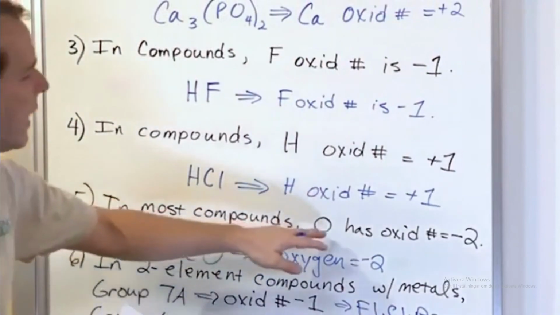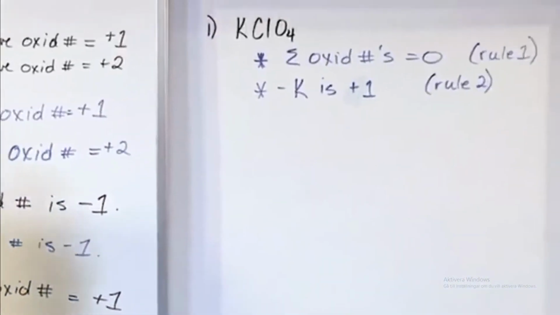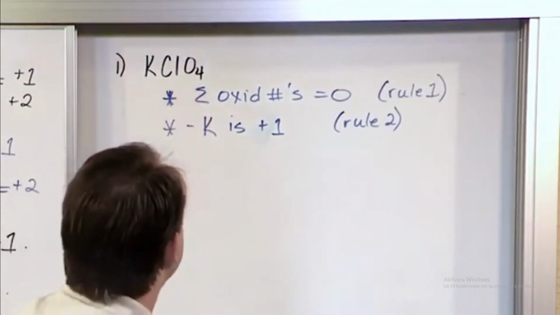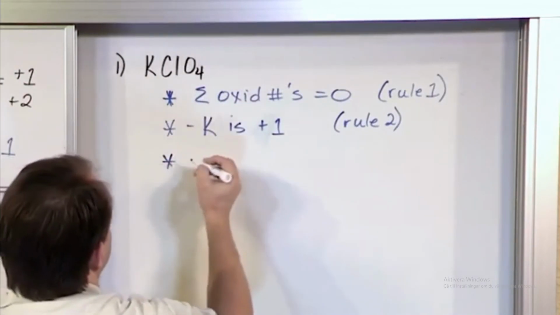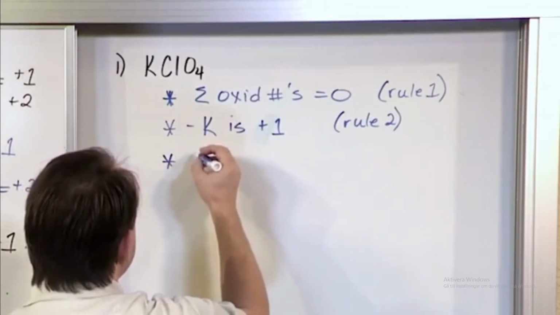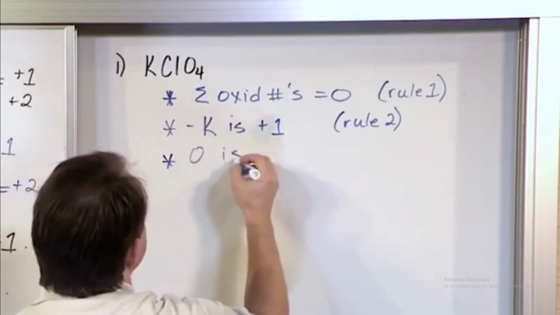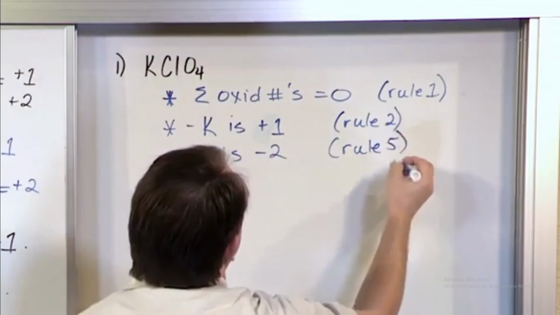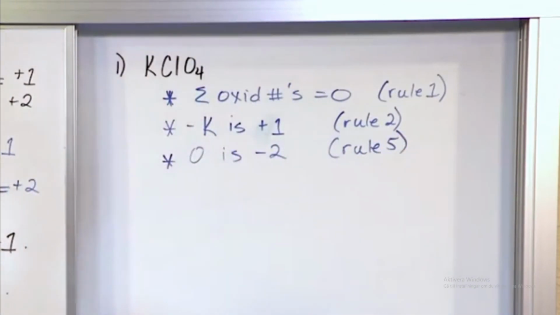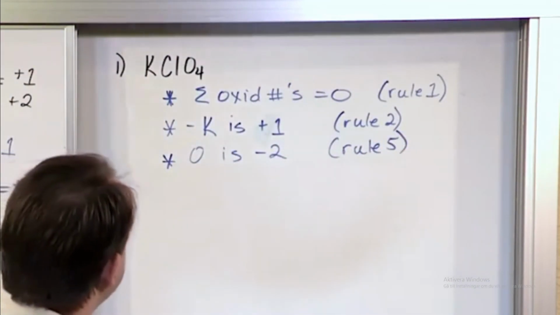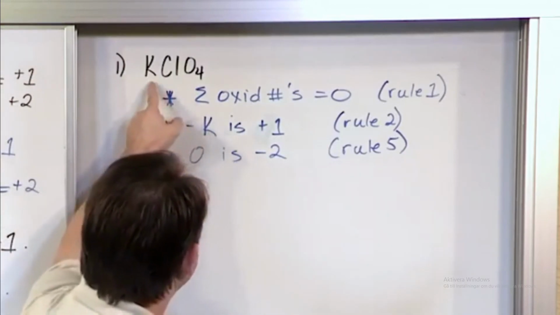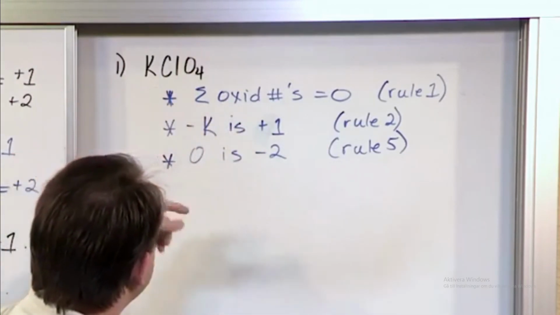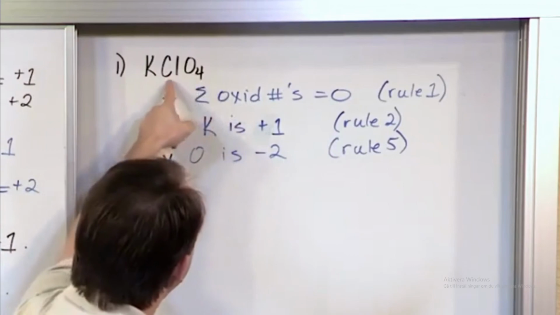Do I have any oxygen in here? And oxygen would be a -2. I do have oxygen in here, so I put a little asterisk and then I say the oxygen is -2, and that's rule 5. So then I go back and look and see, do I have everything needed to find everything here? I know what potassium is because that was given in the rules here. I know what oxygen is. I don't know what chlorine is.